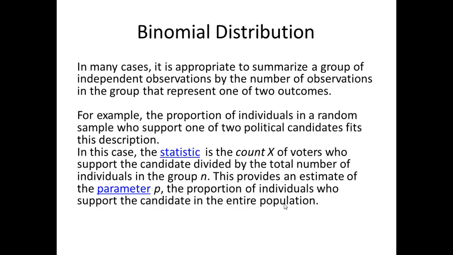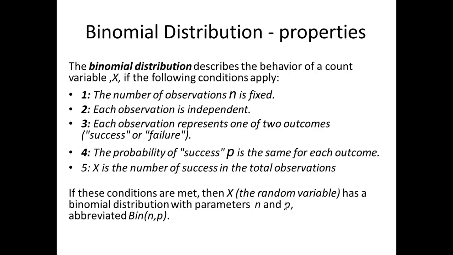In our example here, we have a proportion of individuals in a random sample who support one of two political candidates. In this case, the count X of voters who support the candidate is divided by the total number of the group. That gives us the proportion that support the candidate we're interested in. So we all know the proportion: count divided by the total.